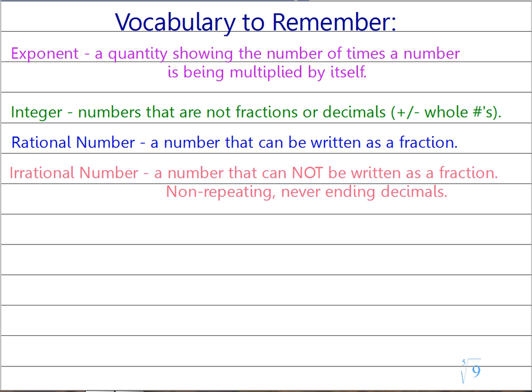Irrational numbers are the opposite of rational. They're numbers that cannot be written as a fraction. So numbers that are irrational are non-repeating, never-ending decimals, like pi or the square root of 2.